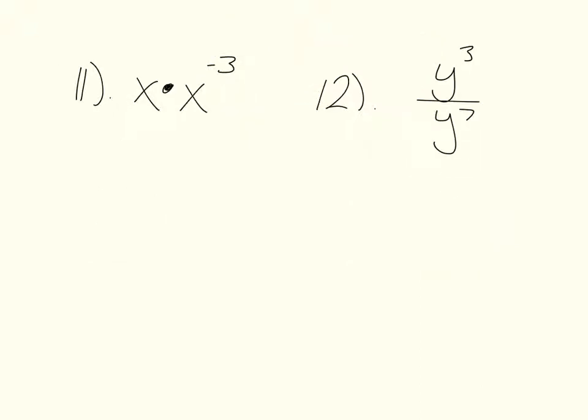Product of powers, we add our exponents. So on number 11, where it says x times x to the negative 3rd, what's really up there with this x? A 1. So what's 1 plus negative 3? X to the negative 2.